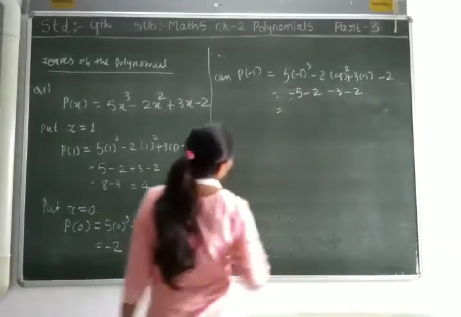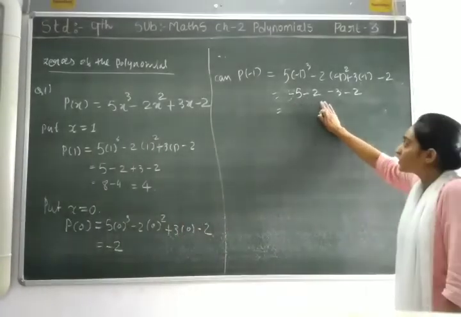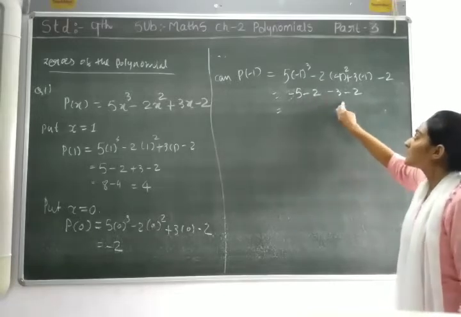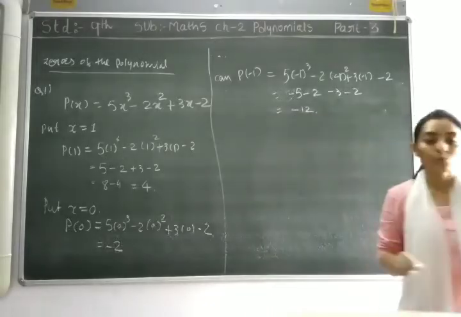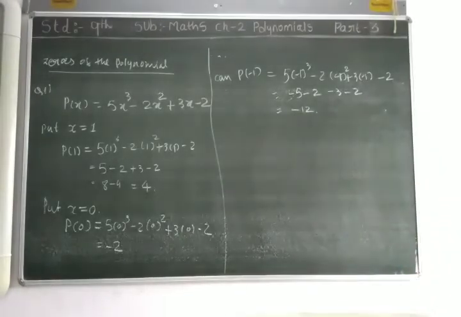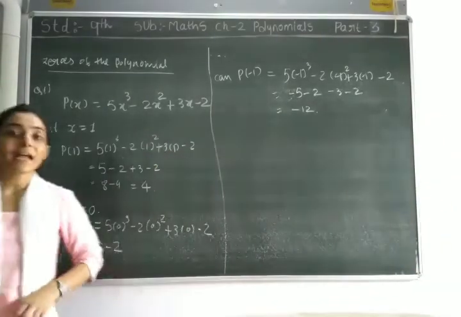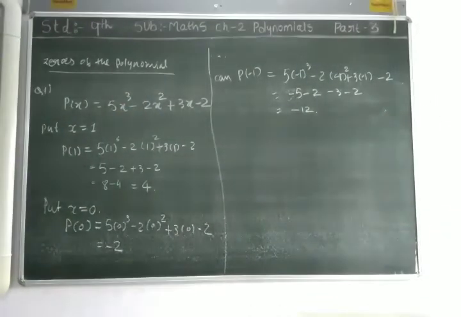So what I am getting over here is minus 5 minus 2 minus 3 minus 2. So here is 7, 10 and 12. Minus 12, I am getting minus 12. So when I put x equals to minus 1, I am getting the value of this polynomial is minus 12.